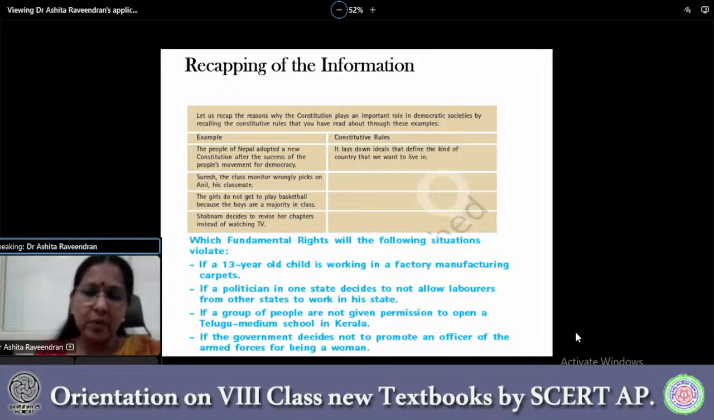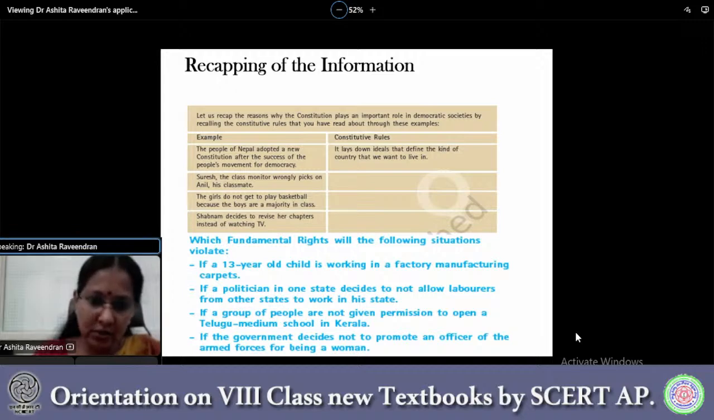Now the child has been provided various examples, and they have to write the constitutional rules regarding that. Various situations are given, and they are asked to write which fundamental rights are being violated in the particular situations. So the child has read what the fundamental rights are. Child is aware of the fundamental rights. It's not just mugging up the fundamental rights.